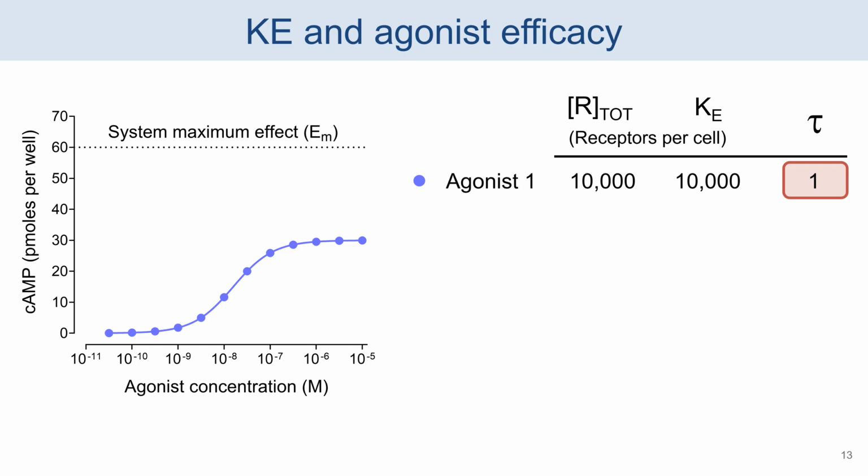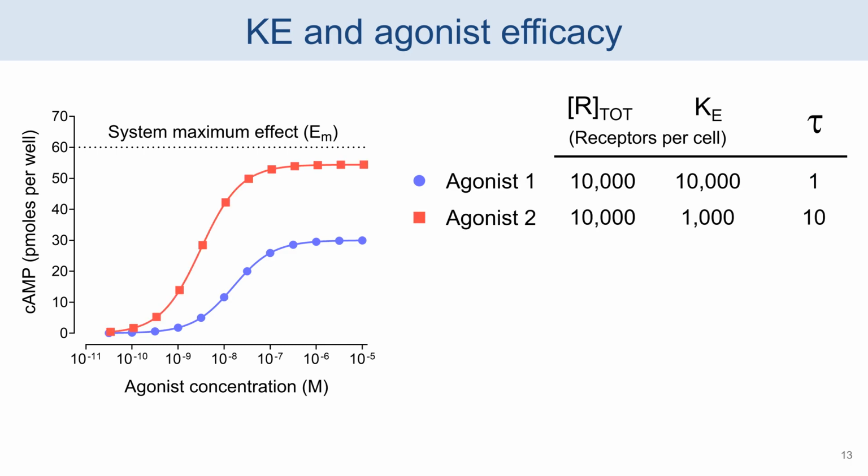Now let's introduce an agonist with higher efficacy. This is agonist 2. Here you can see this almost reaches the system maximum effect. In our data table, you can see R tot is the same as for agonist 1, and that's because we are using the same cell line. Here is the Ke value of 1000 receptors per cell. You can see the Ke is lower than the Ke of agonist 1.